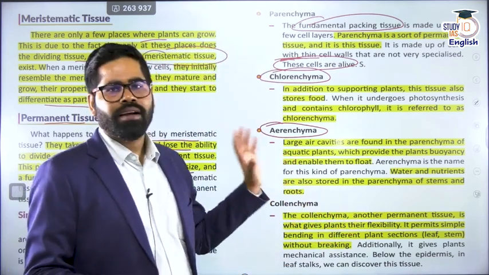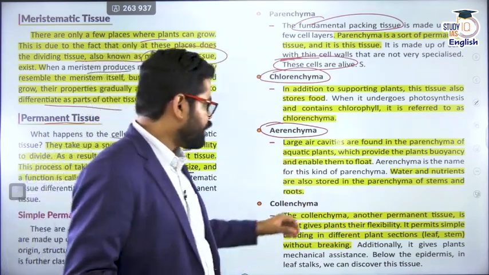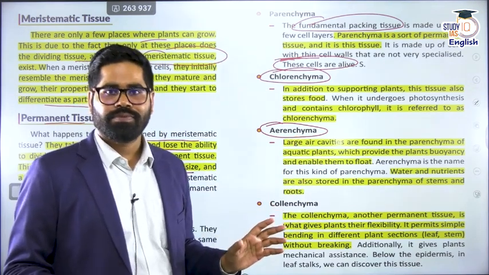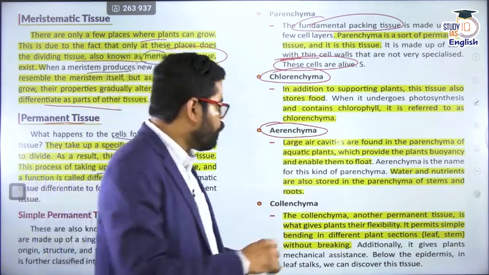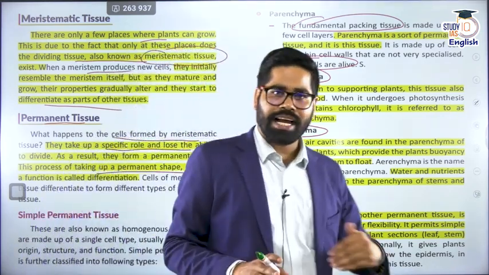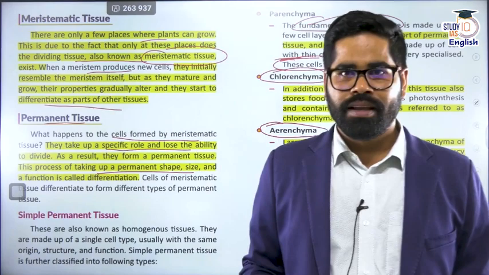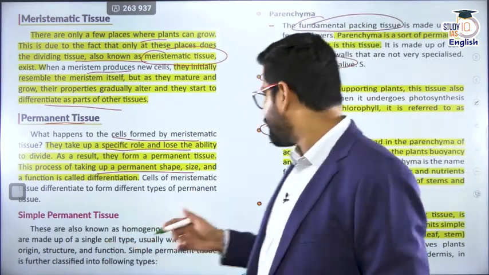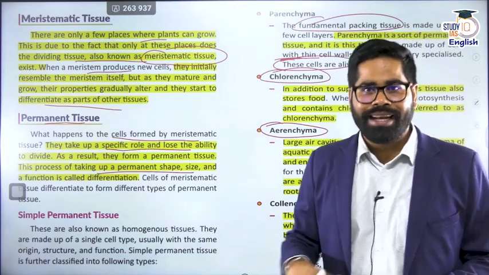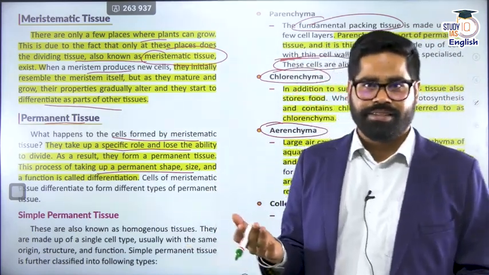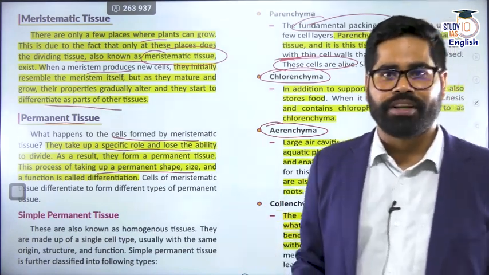They are similar to the parenchyma which are there. So, this is basically found in the aquatic plants. Now, water and nutrients can also be stored in parenchyma of stems as well as the roots. The aquatic plants which are floating basically have this parenchyma, and inside this parenchyma, there are cavities which consist of air and water.